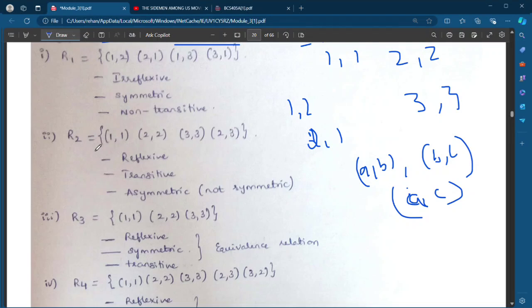Now R2: 1 comma 1 is there, 2 comma 2 is there, 3 comma 3 is there, then 2 comma 3 is there. Okay. Now see here, is it reflexive? Yeah, because all of 1 comma 1, 2 comma 2, 3 comma 3 are there.